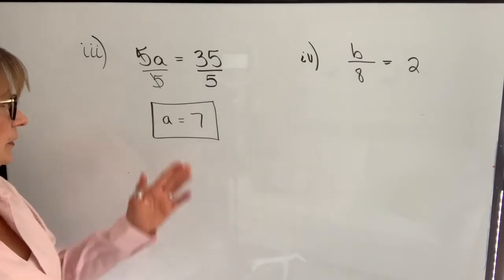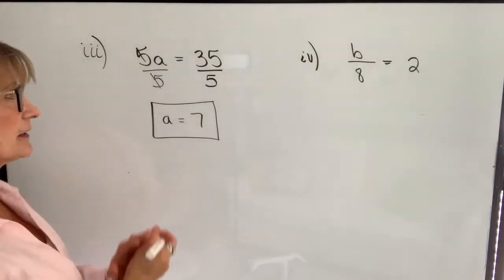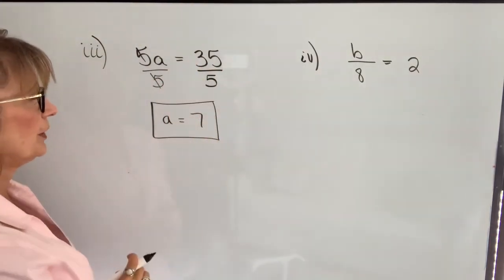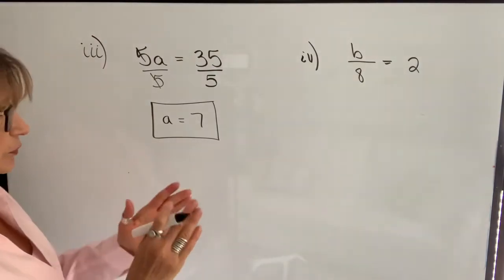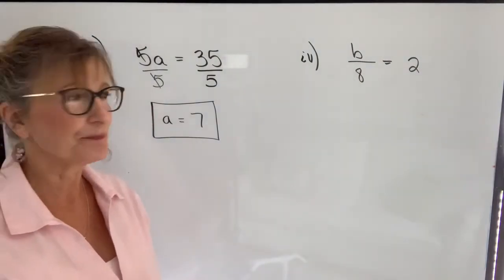And again, do a quick check. Does 5 times 7 equal 35? Yes, it does. And your numbers don't always work out to whole numbers. You could have fractions, you could have decimals as a result, which we will get into as we proceed with these. The process is the same.